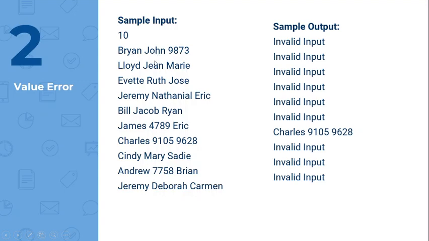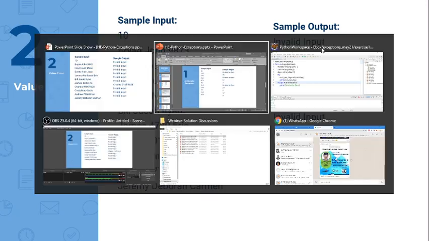Here, instead of an integer for the deposit, they have given John. So whenever we are converting int of this John, you will get a value error. That should be handled, and if a value error occurs, then we have to print invalid input as given in the sample output. Now let us dive into the solution of this.